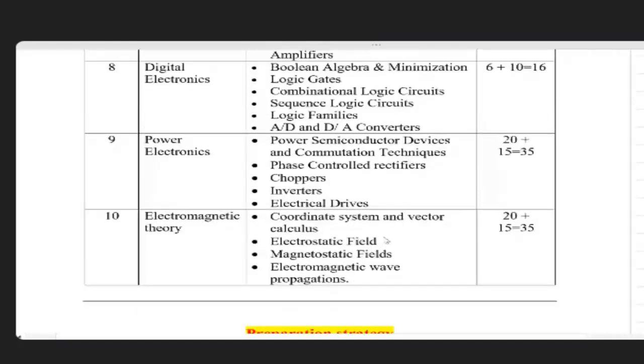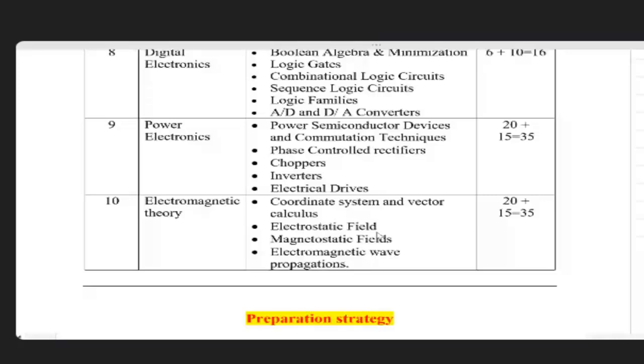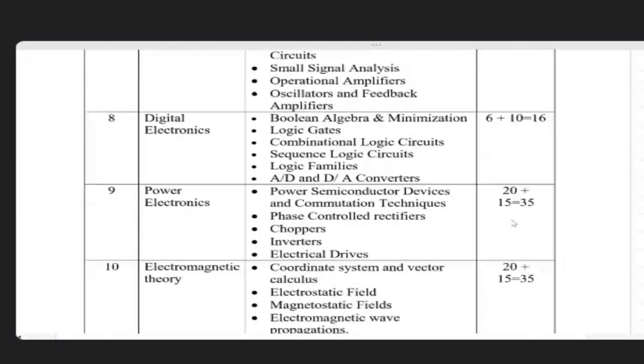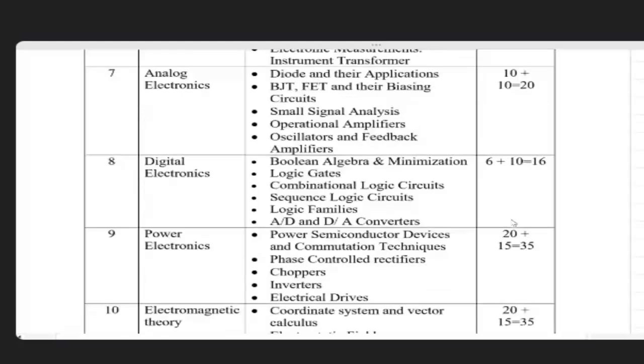And the last one is electromagnetic theory, a mathematical kind of subject. Here you can see the coordinate systems: spherical, cylindrical, and rectangular coordinate systems, electrostatic field, magnetostatic field, and EM waves. The total weightage is 35 marks: 20 MCQ and 15 descriptive. So this is an overview of your syllabus in short.